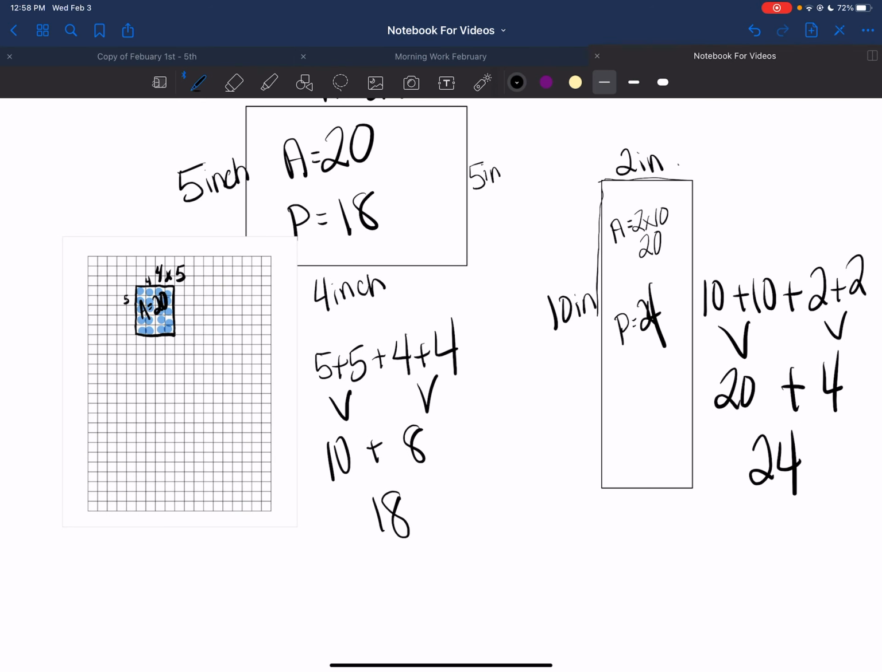So I can see that the area of these shapes are the same. The area is both 20. P, perimeter, for this one is 18 and this rectangle is 24. So if we look at rectangle A, we're just going to call it A, and rectangle B, we can see that the areas are the same, but perimeters are different. We can see that rectangle A has a smaller perimeter than rectangle B.